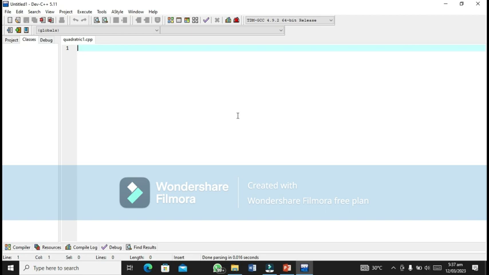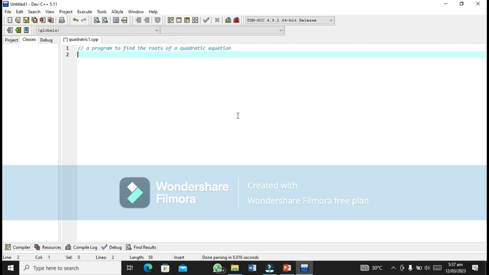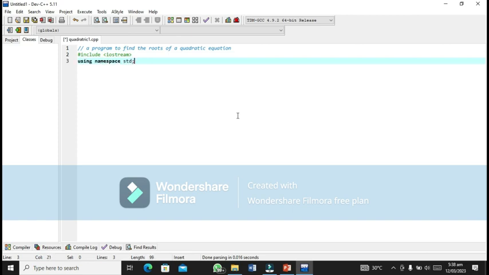Now, in order to begin, by convention, I like to write comments at the beginning of the program to indicate what the program is meant to do. So in this case, this is a program to find the roots of a quadratic equation, right? So the next thing is we need to include our header files. And I believe most of you are already familiar with it, right? We have a hash include iostream. This is not new to most of us. And we have the using namespace std, right?